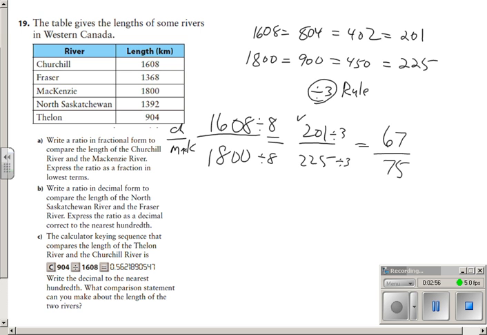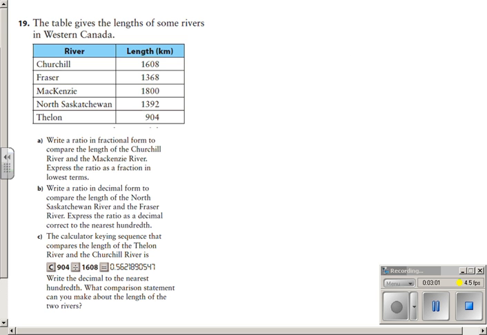Question B. Let's erase all this stuff. Perfect. Question B says, write a ratio in decimal form to compare the length of the North Saskatchewan River to the Fraser River. So the North Saskatchewan River is 1,392 kilometers, and the Fraser River is 1,368. They're very close in distance. It says, express the ratio as a decimal correct to the nearest hundredth.